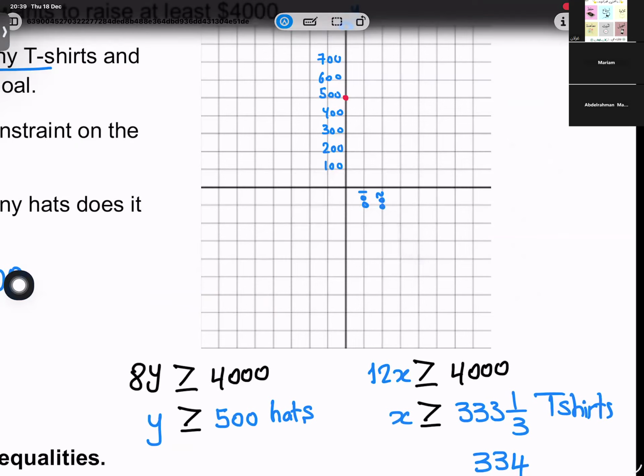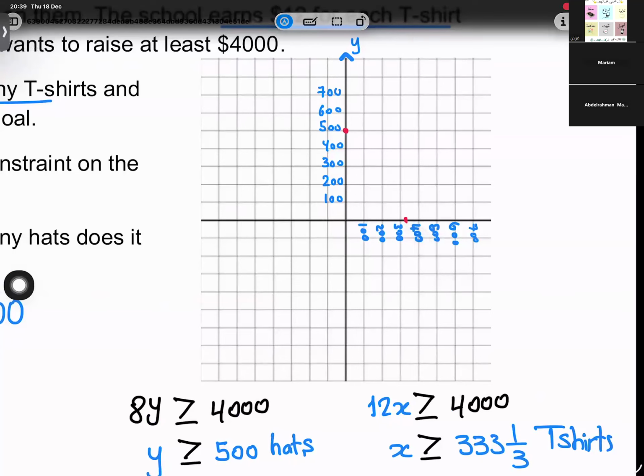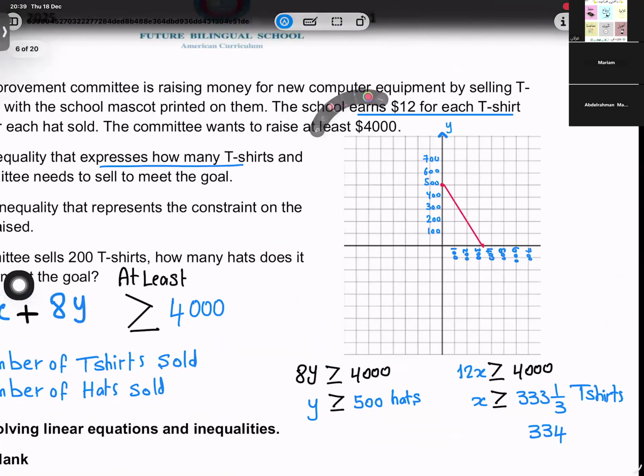100, 300, 400, 500, 600 and so on, 700. Then we come to 333, for example here, and we join these. We will do shading for above, where we will shade at least 500.